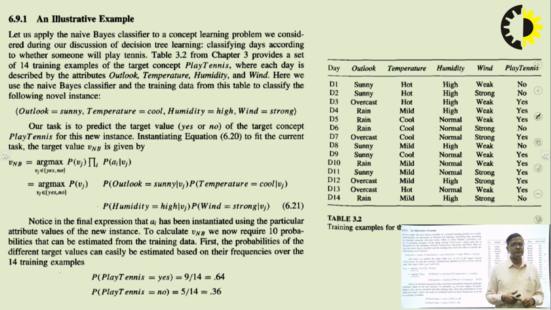So we will require a total of 10 probabilities. How will we require a total of 10 probabilities? First of all, we will require the probabilities of P(vj). vj can have two values, so we will require two probabilities: the probability of playing tennis equal to yes, which is 9 by 14, equal to 0.64, and the probability of playing tennis equal to no, which is 5 by 14, equal to 0.36. So these are the two probabilities.